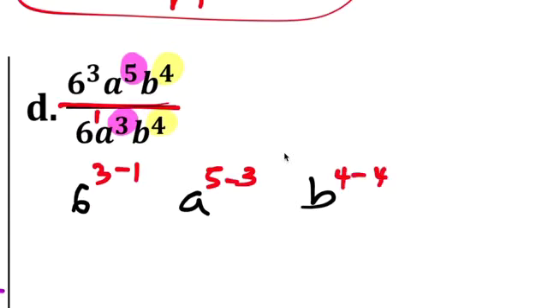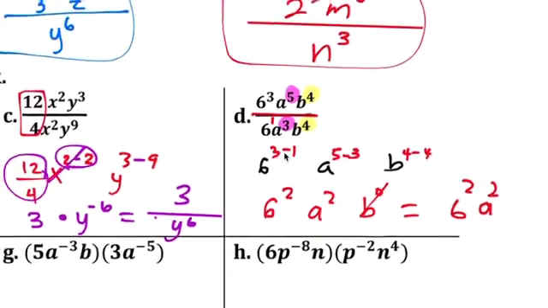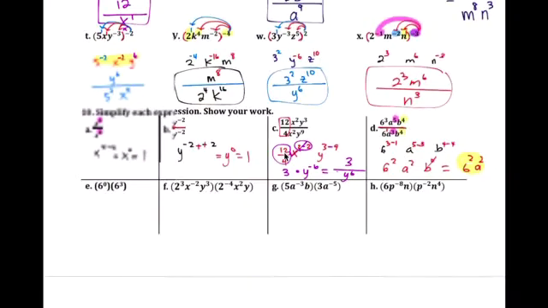Okay, subtract because it's division. So 6 to the 2nd power, a to the 2nd power, b to the 0 power, and that is 1. So your answer is 6 to the 2nd power, a to the 2nd power. Or another way to look at it is 36a squared.